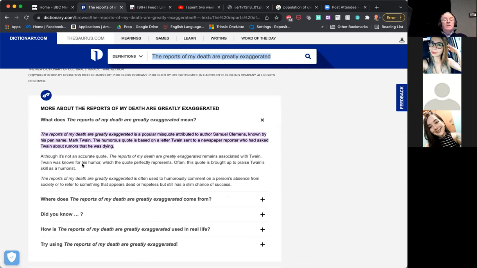Twain was known for his humor, which the quote perfectly represents. Often this quote is brought up to praise Twain's skill as a humorist. It is often used humorously to comment on a person's absence from society, or to refer to something that appears dead or hopeless but still has a slim chance of success. Okay?